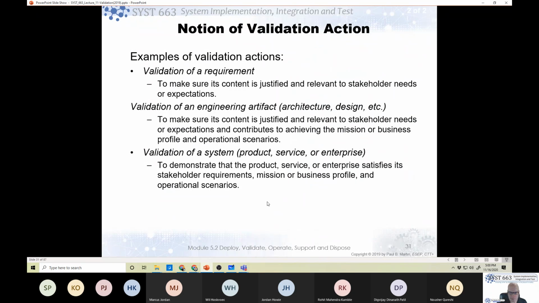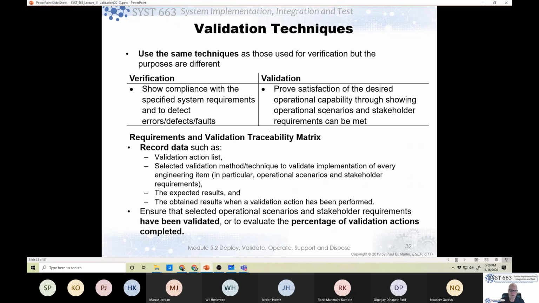Here are some examples I gave you: the requirement up here, engineering artifacts, the architecture. You can verify the architecture meets certain heuristics, but you may want to get that architecture in front of the customer and see if they agree with it. And of course, the system itself. Here are some techniques we talked about. It turns out the techniques are the same. Verification and validation can both use testing, analysis, and inspection. Usually validation turns into a demonstration because you have the system as a whole and can demonstrate it much better. In verification, you have a lot of probes and are trying to get more information, so the testing may be more involved.